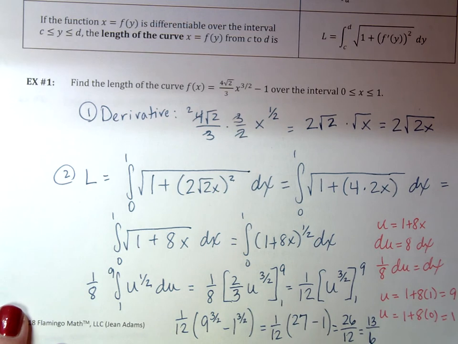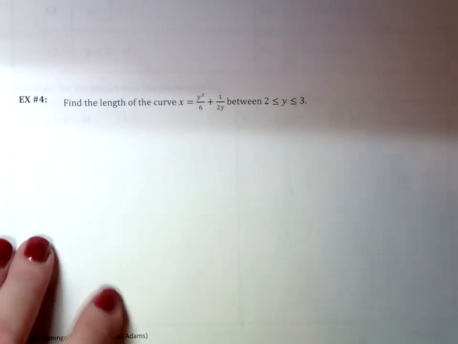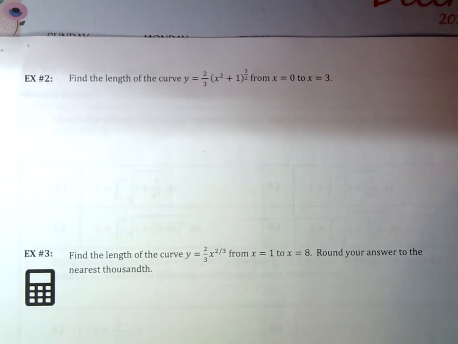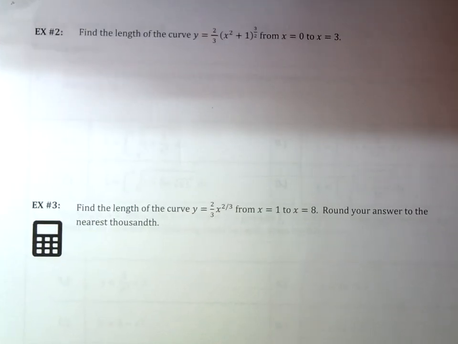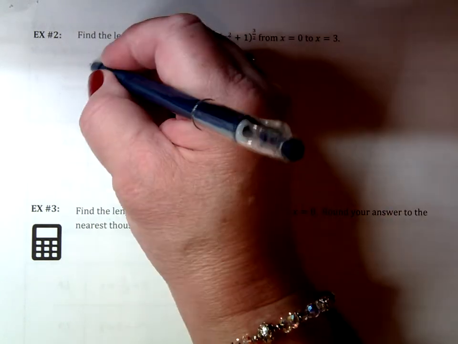Okie doke, let's try another one. Example number 2. We're going to go to the calculator for this one. Some of them will use calcs and some of them we'll do flat out. So example 2, find the length of the curve from 0 to 3. Okay, fine. So deal number 1, you've got to find the derivative.